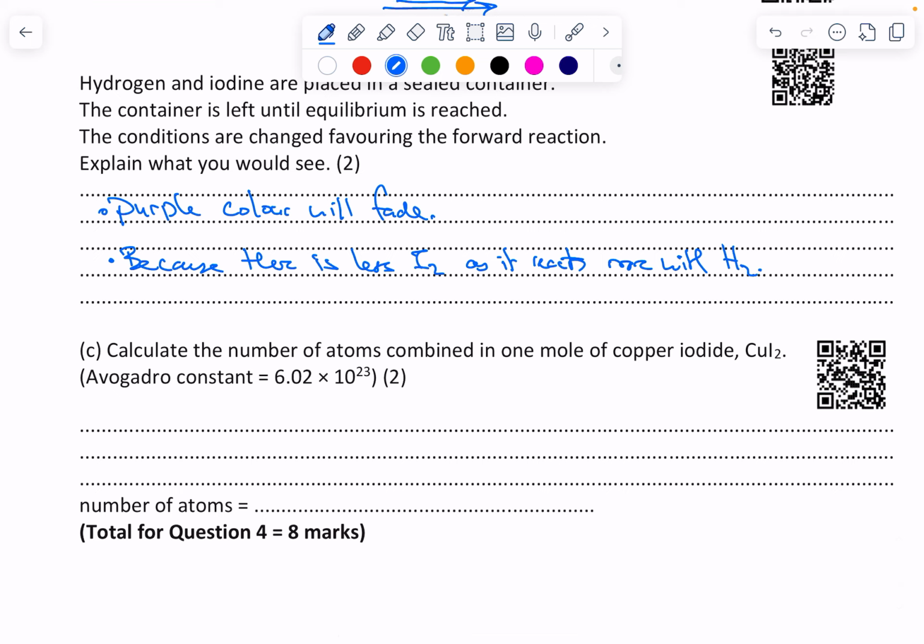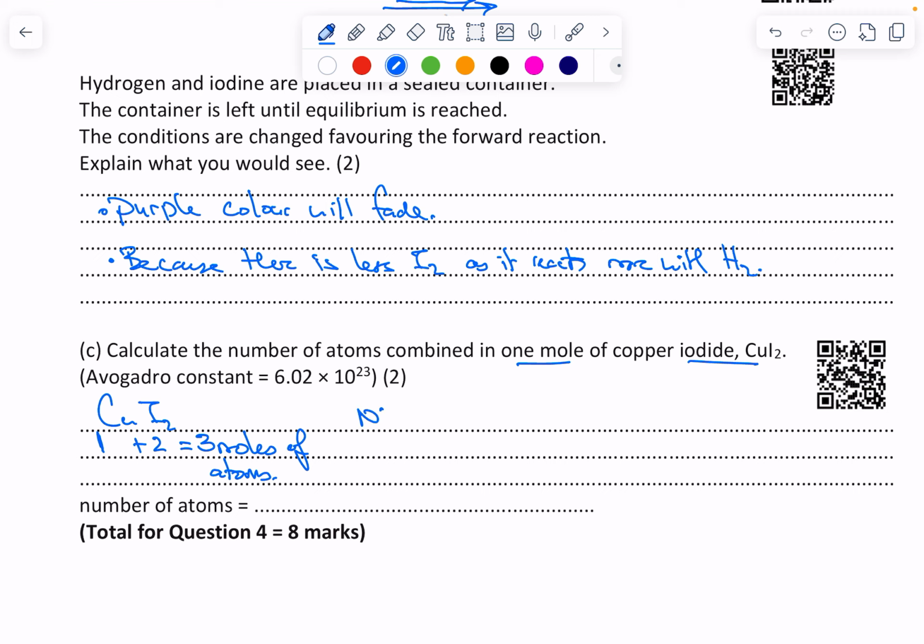Okay, right, the final one. Calculate the number of atoms in 1 mole of copper iodide. Okay, so atoms combined, so it's all the atoms inside it. So first thing we need to do is spot that copper iodide contains one lot of copper and 2 lots of iodine. So it's got inside it 3 moles of atoms. So I want to know exactly how many atoms there are.